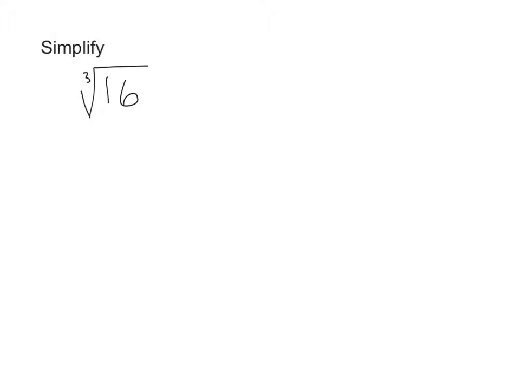So this becomes the cube root of 8 times 2. And then what do I do with the 8? Take the cube root of it. The cube root of 8 is 2. So this becomes 2 cube root 2. Don't forget to write that index in there. If it's anything other than a 2, it needs to be written there.